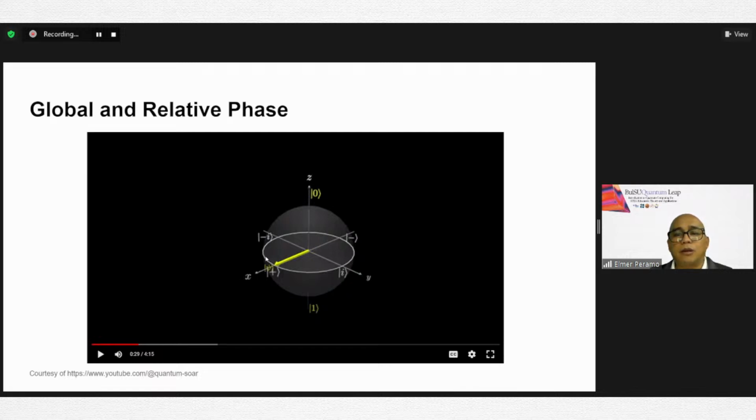And we now have complex numbers here. So you have here the equator. Any point here is equidistant to ket 0 and ket 1. And you have here special quantum states like the ket plus and the ket minus. The ket plus is totally opposite the ket minus, and ket i is diametrically opposite ket negative i.